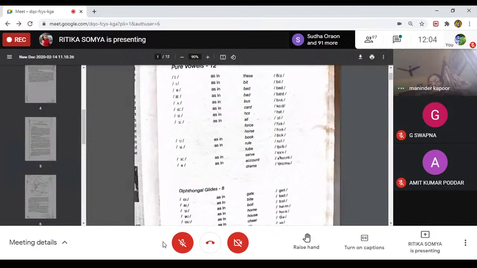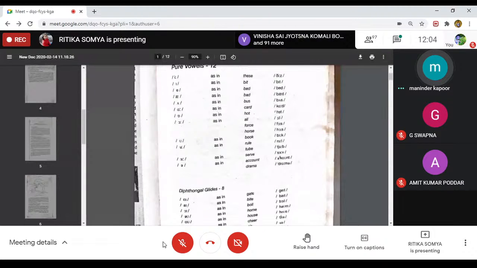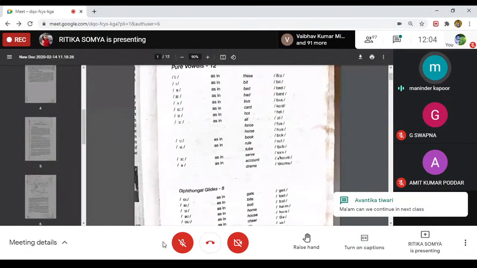So these are just five. And we actually have 12 pure vowels. So when you're thinking of the letters of the alphabet, we're not just concerned with A, E, I, O, U, which are the five letters of the alphabet. We're concerned with so many different sounds, right?